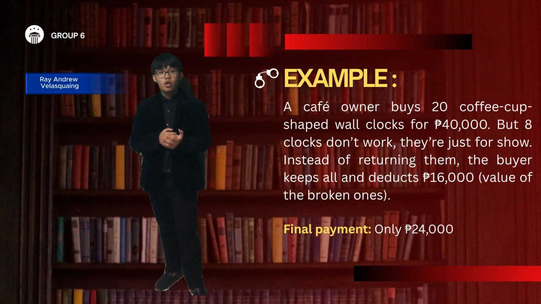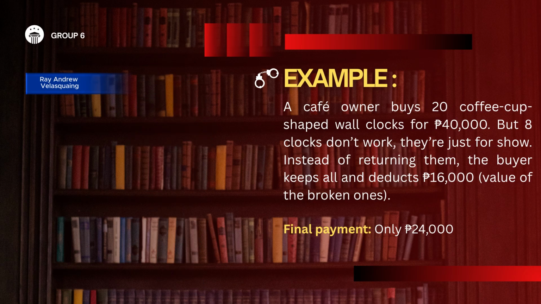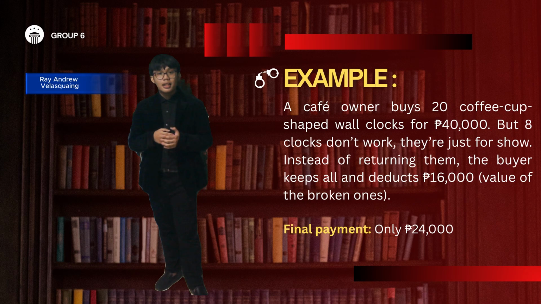For example, a coffee shop owner wants to decorate their shop and buys 40 wall clocks shaped like coffee cups worth 40,000 pesos. The clocks are supposed to be functional and decorative, but when they arrive, 8 of them don't work. Now, instead of sending them all back and starting a full-blown complaint, the owner decides to take everything and tell the seller that 8 of these are useless for telling time and I won't pay full price. Now, the worth of 8 clocks is 16,000 pesos. The buyer deducts that from the total price and only pays 24,000 pesos for the 32 actual working clocks.